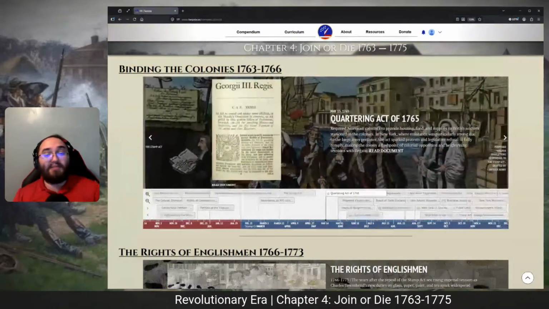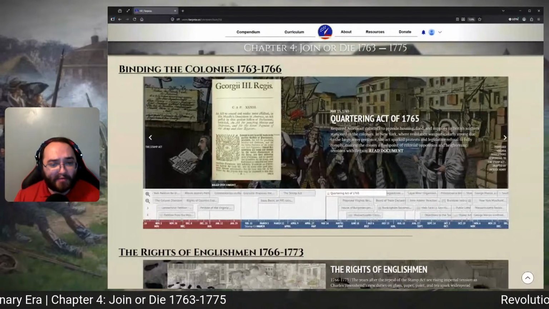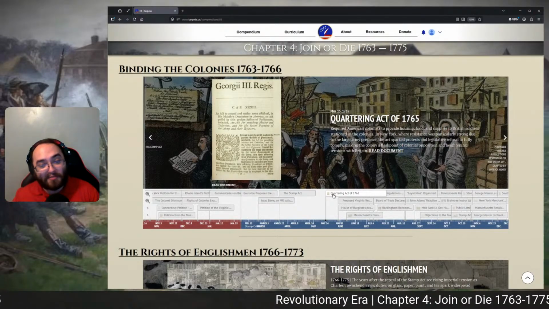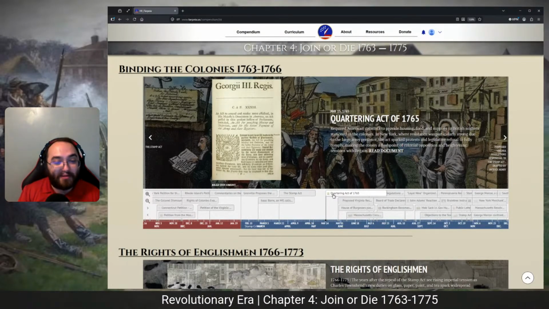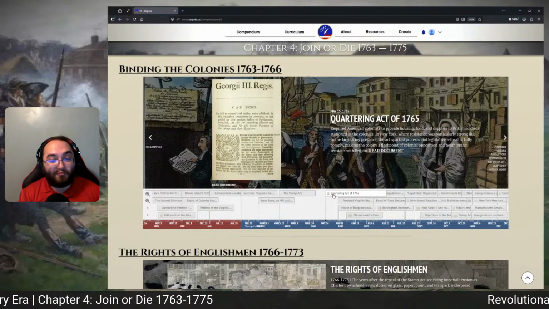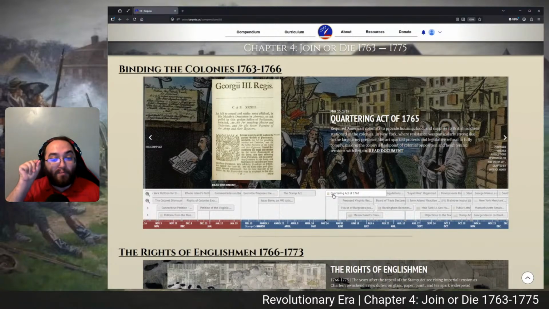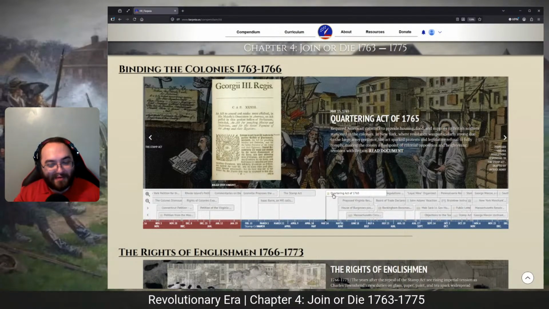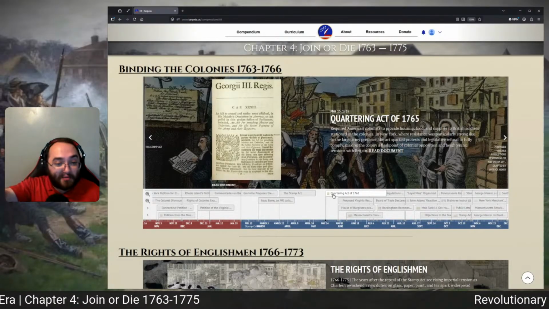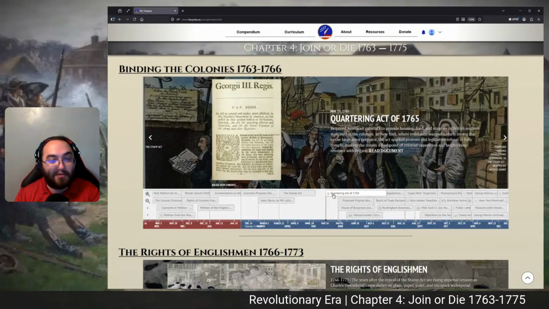The Stamp Act doesn't even go into effect and doesn't have any real impact on the colonies. The Quartering Act and the reaction of Parliament to abolish the Colonial Assembly of New York for refusing, at least temporarily, to enforce the Quartering Act, that very event will be mentioned in the Declaration of Independence when it talks about the General Assemblies being abolished by Parliament and the King.